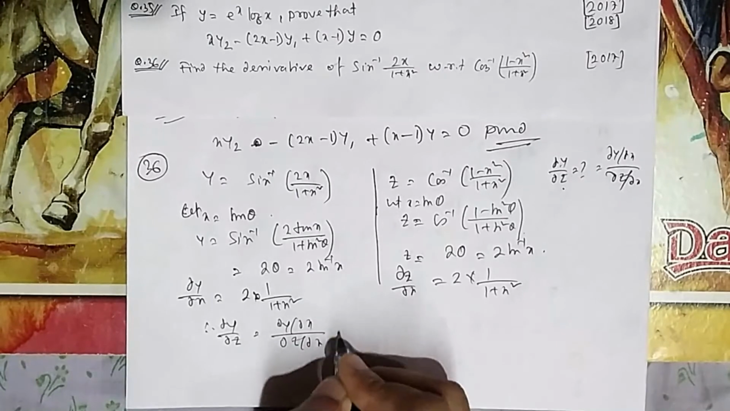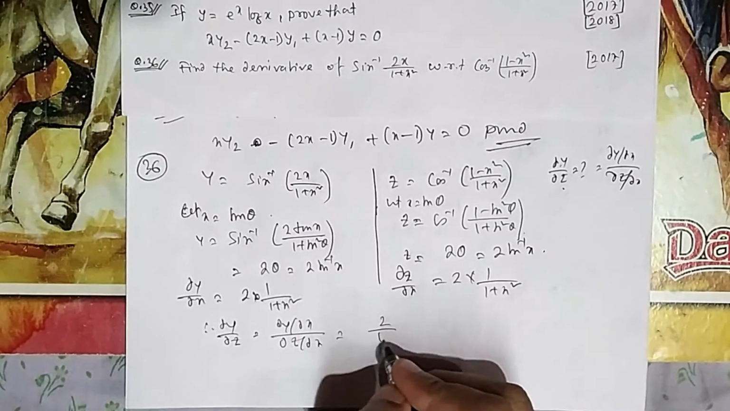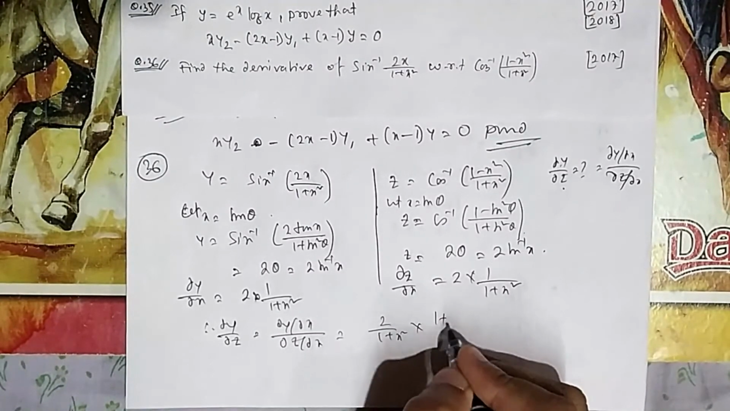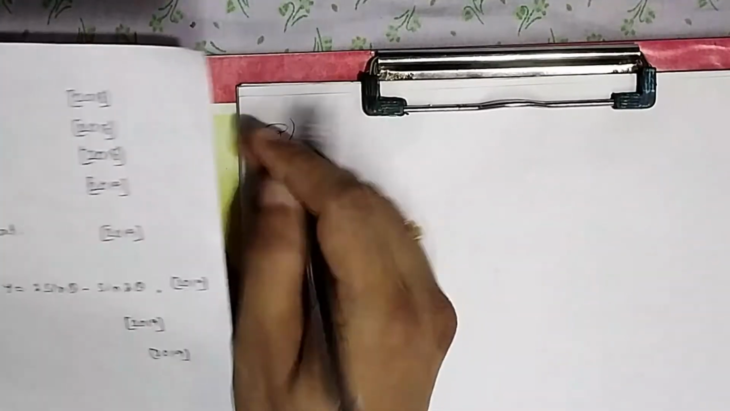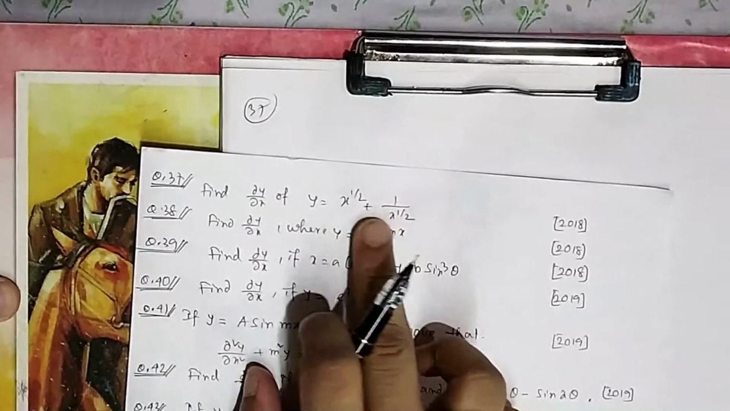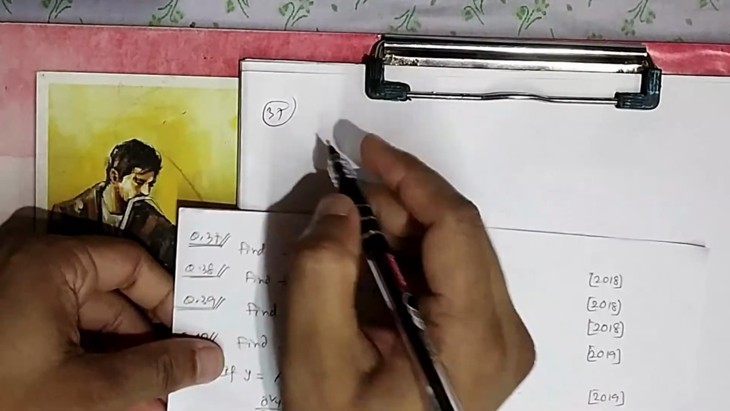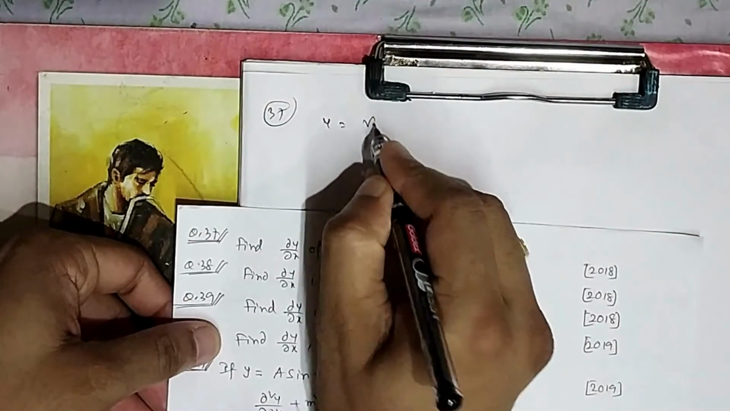So if you divide this one, it will be 2 by 1 plus x square into 1 plus x square by 2. So answer will be 1. So this is your answer. Now if you see 37, y is equal to root x plus 1 by root x.